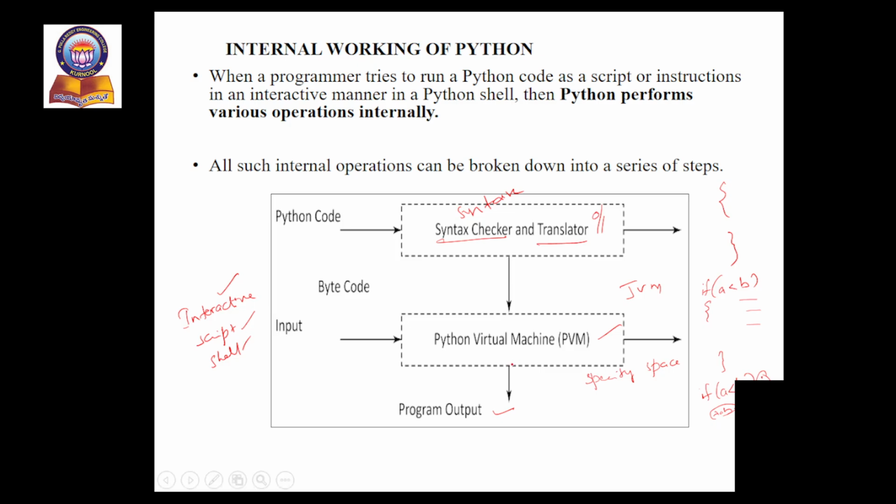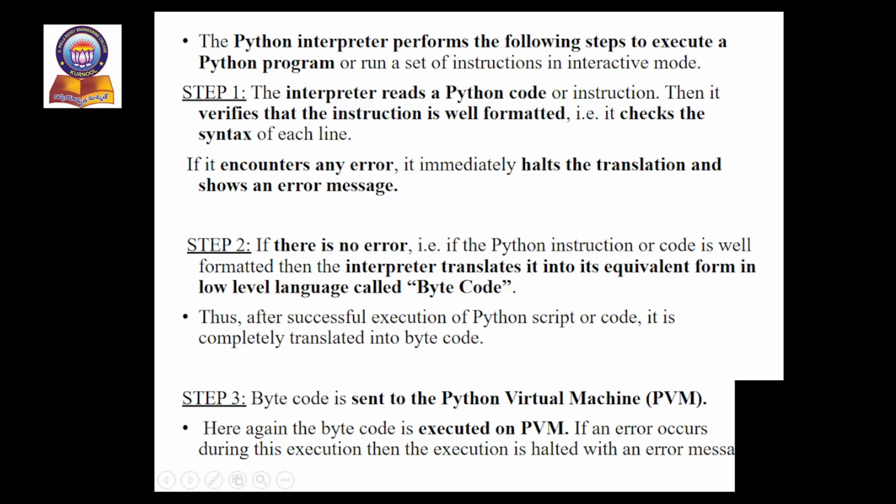Here we will be having the Python virtual machine, right? This is the internal working of Python, and this is a step-by-step process. The interpreter reads the Python code, and then it verifies the instruction is well formatted. That means it checks for the syntax, and if it encounters any error, it will halt the translation. That means the translation from Python to machine level language will be halted and it will show the error message for us. Syntax errors will be shown.